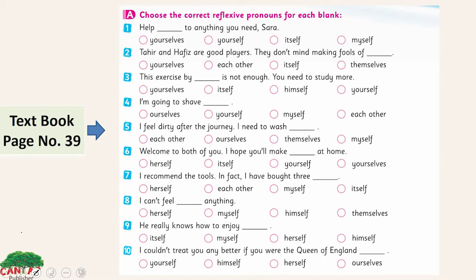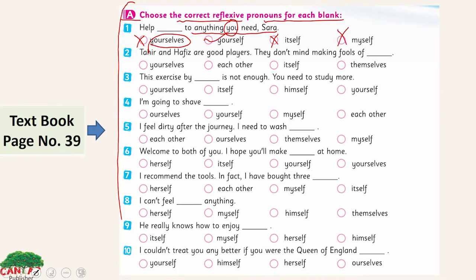अब इसकी एक्सरसाइज को करेंगे ताकि आपके कॉन्सेप्ट्स जो है और क्लियर हो जाएं. 39 पेज पे आपकी टेक्स्ट बुक में सेक्शन ए है. Choose the correct reflexive pronoun for each blank. Help yourself to anything you need, Sarah. Here the pronoun is you. The person is referring to Sarah that अपनी मदद खुद करो जो तुम्हें चाहिए. तो yourself, no, this is incorrect. Itself, no, this is about you, the pronoun you. Myself, no, yes, the yourself is the right option here.